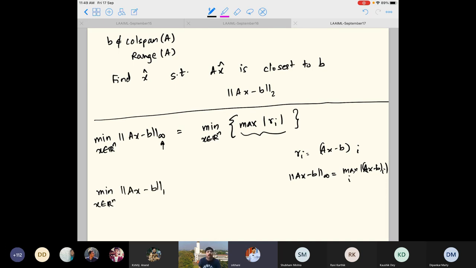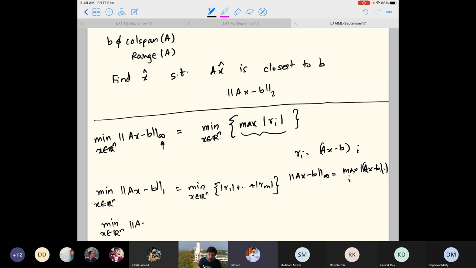It's the one norm. I could minimize this, right? So what is this basically? This means that I'm minimizing over x in Rn mod of R1 plus so on and so forth. How many residuals are there? N residuals, right? So mod of R1 plus mod of R2 plus up to mod of Rn. So this is our one norm. And in general, for any P norm, I could have done this.